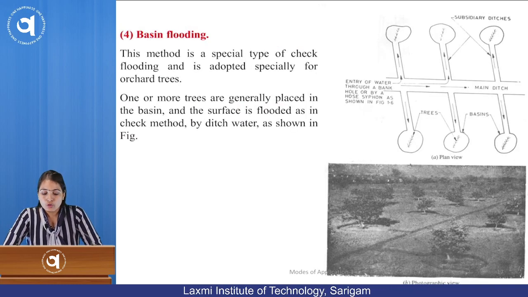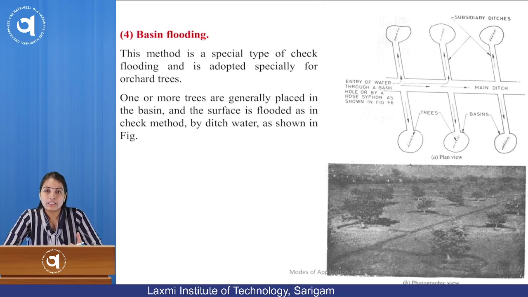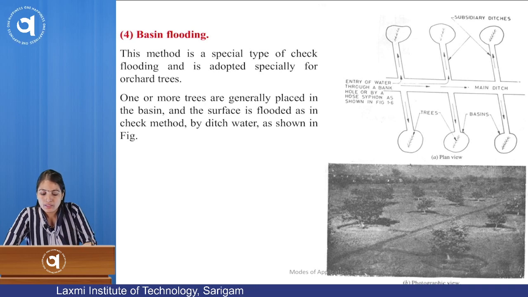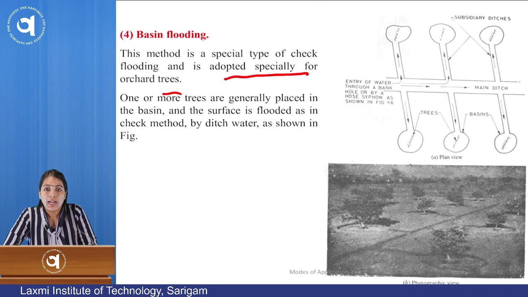The fourth method is basin flooding. Basin flooding, as the name indicates, basin. You know all the basins in the home. So in this type of flooding we construct in the field a basin-type structure. This method is a special type of check flooding and adapted especially for orchard trees. This special case we are adapting for the orchard tree.